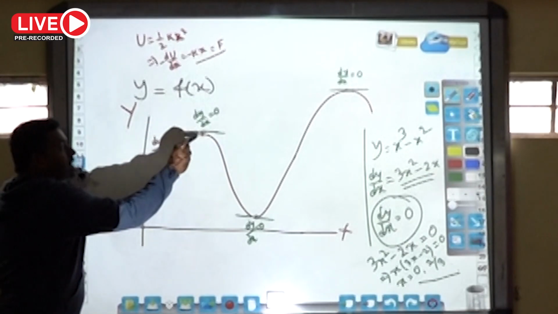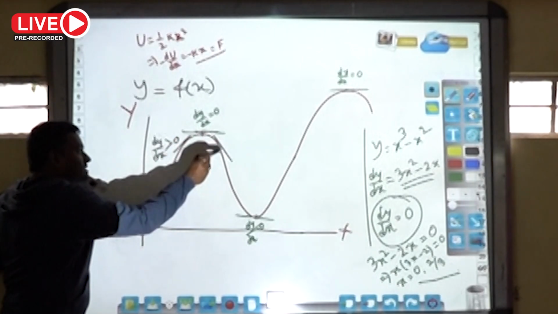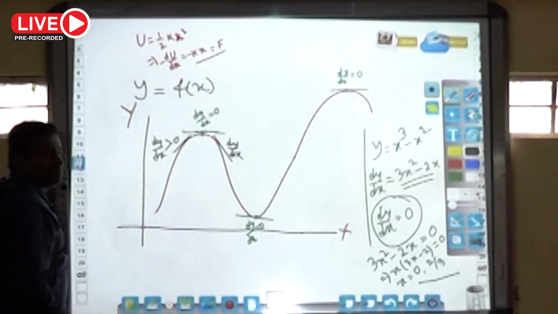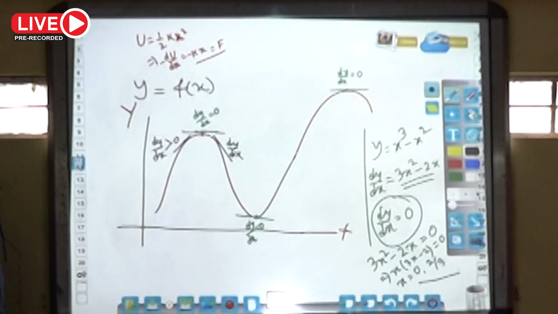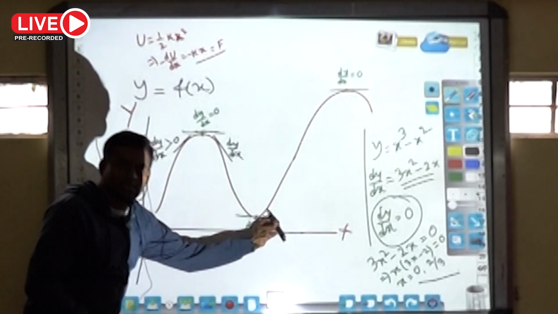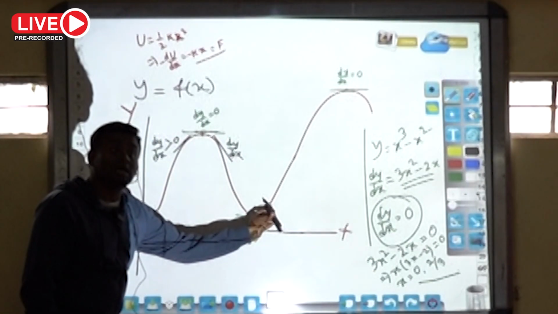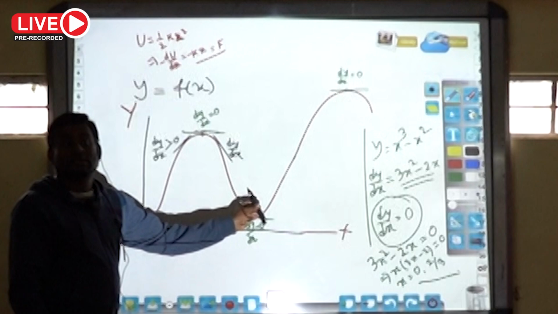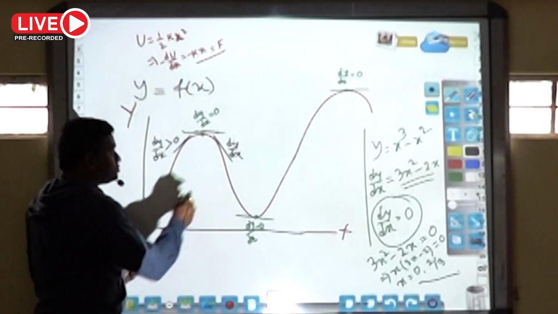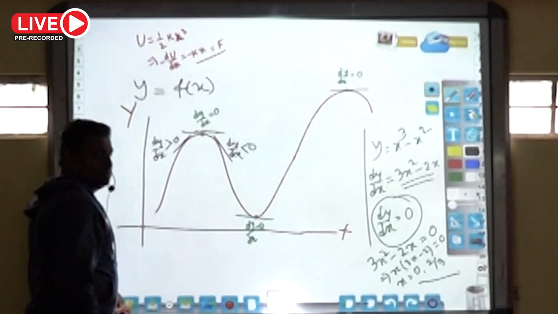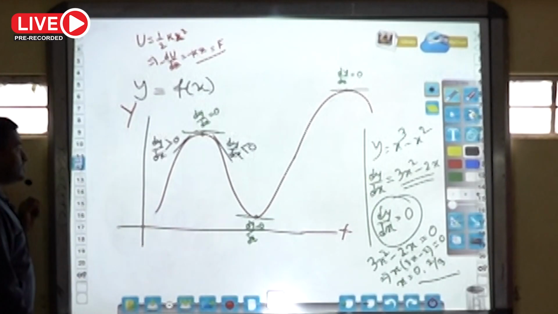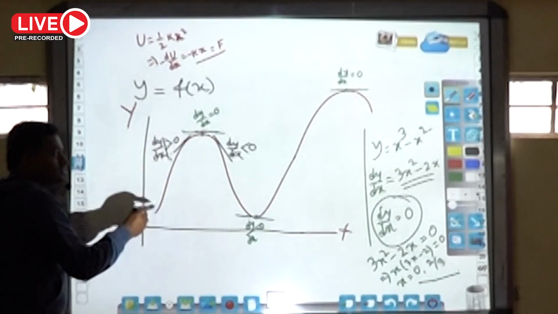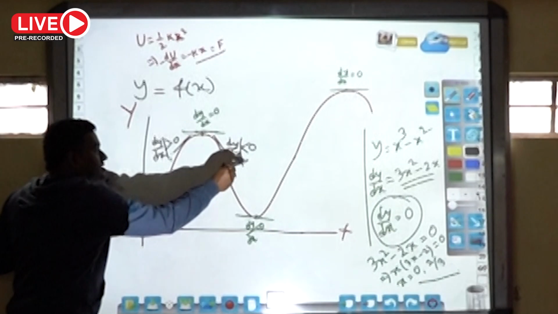Just after this stationary point you draw another tangent and check the sign of the first derivative at this point. See, it will cut at an obtuse angle, meaning in the second quadrant. In the second quadrant tan theta will be negative. So at this point dy dx is negative. Okay. So I denote this one as dy dx initial value, and this is dy dx final value.